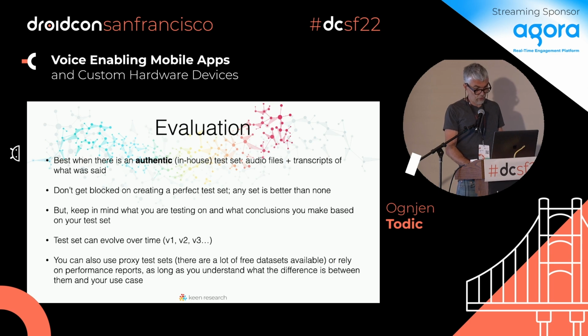When we talk about evaluation, again, focusing on speech recognition mainly, what we always recommend is if there's an authentic test set, which means audio files and transcripts of what was being said, you can use this test set to test any solution you're looking at in an objective way. You measure what's called the word error rate, and you measure it on the same data, and solution A gives you this, solution B gives you this, solution C gives you this. And then you can figure out which of those are above a certain threshold that's relevant for you, and then look at other factors as well.